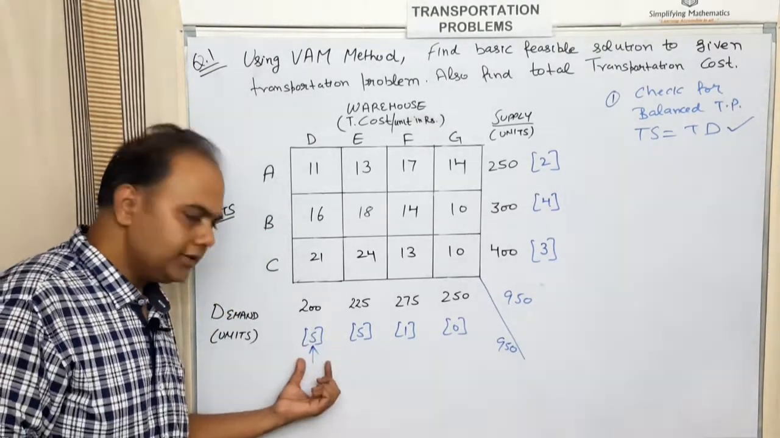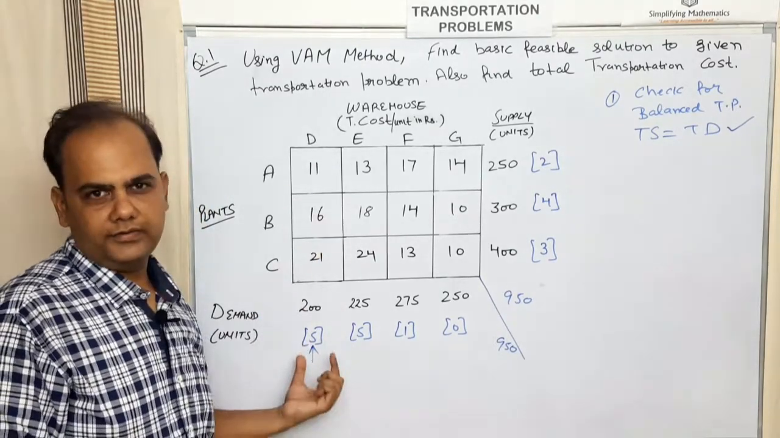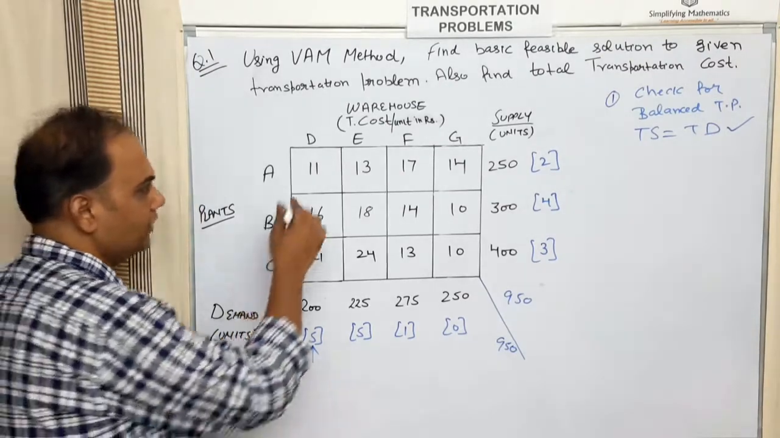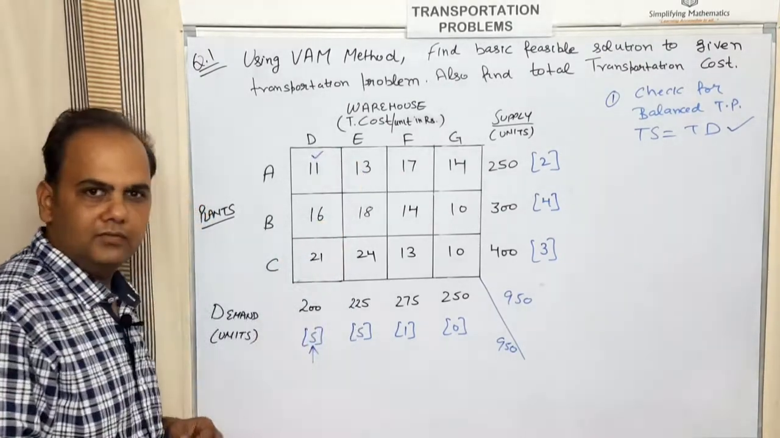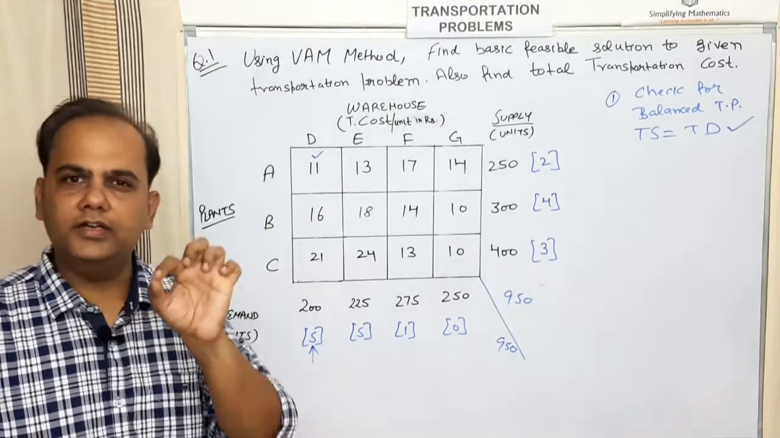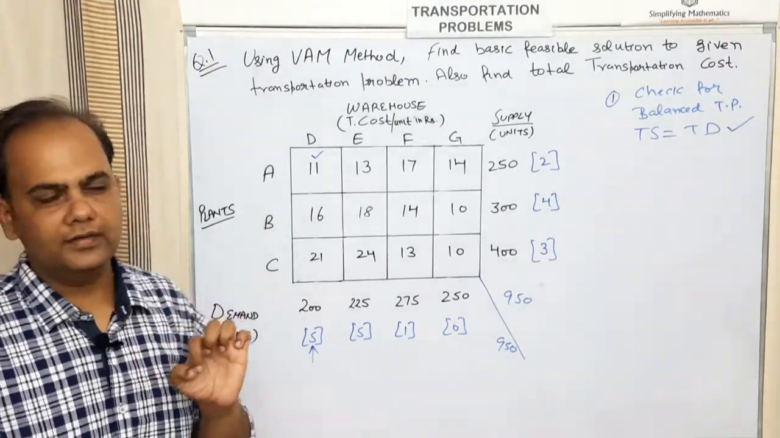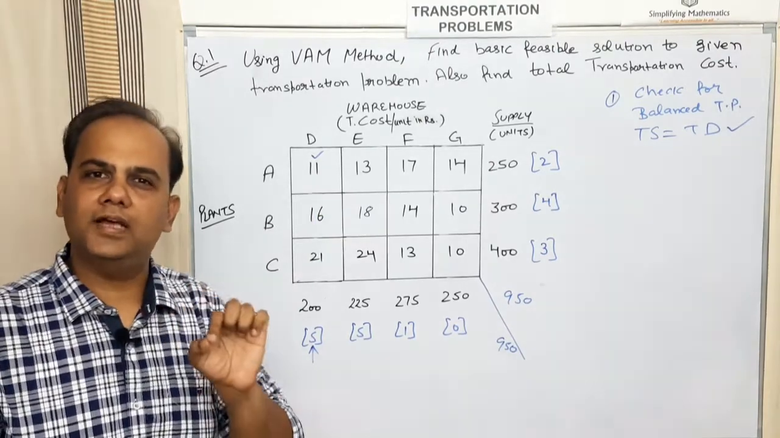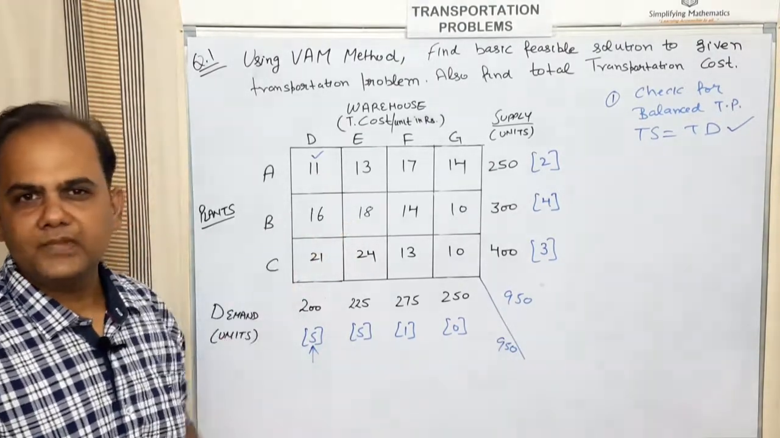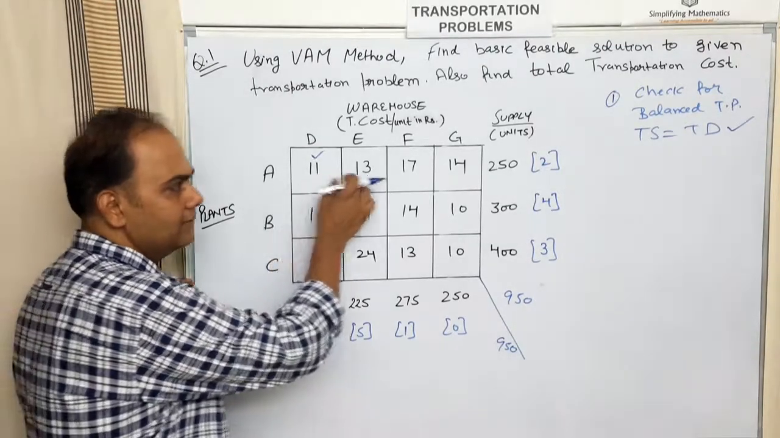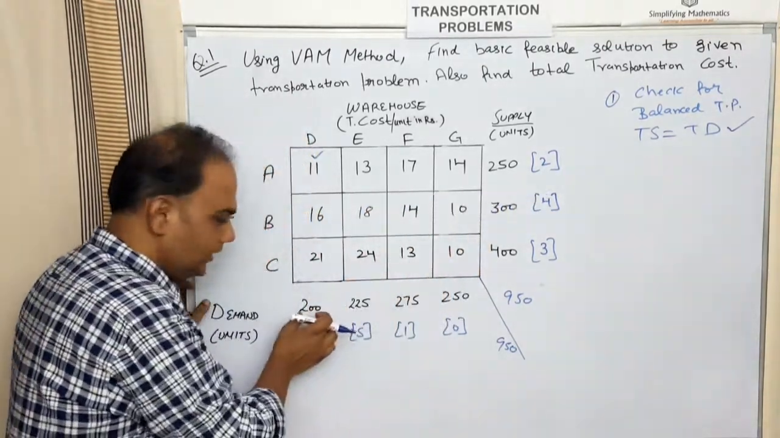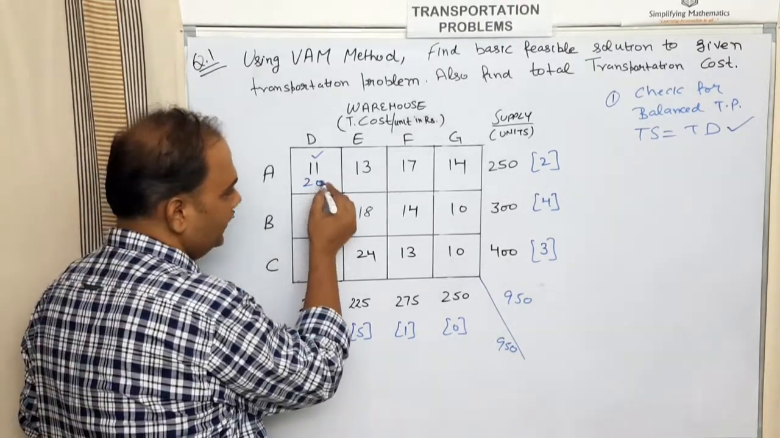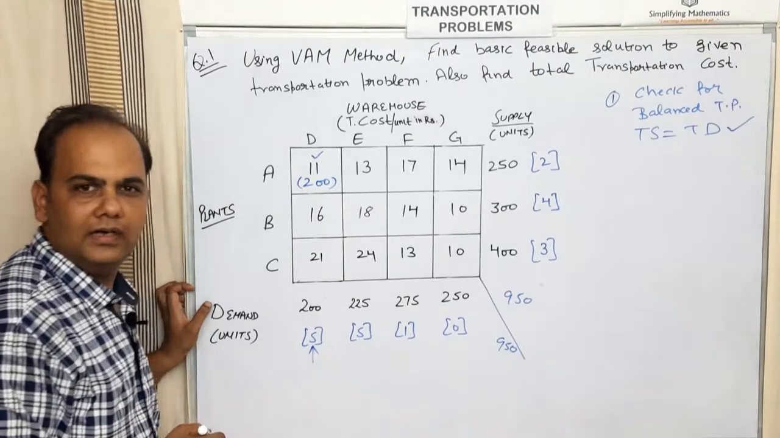Now corresponding to this value, you look for the minimum cost. So what do you have to look at? The minimum cost. Now what is the minimum cost corresponding to this column? 11. This means this is the cell where units are to be allocated. Now how many units are to be allocated? That will be the minimum of supply and demand corresponding to this cell. Supply is 250 and demand is 200. So which is minimum? 200. Therefore we'll allocate 200 units here.